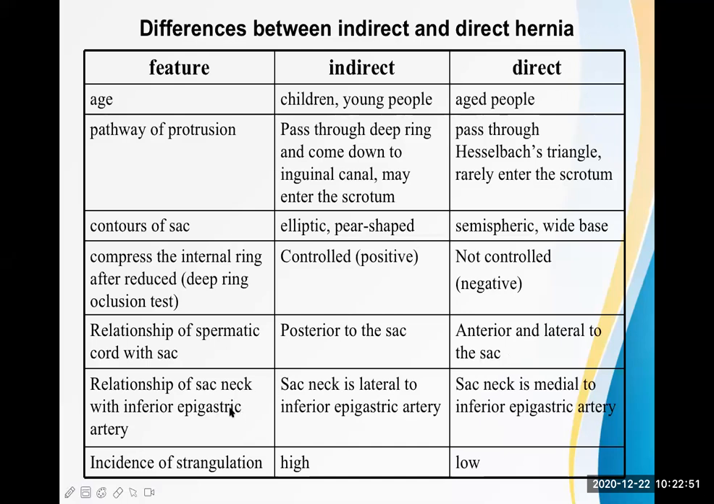The relationship of the sac neck with the inferior epigastric artery. This is also very easy because Hesselbach's triangle is medial to the inferior epigastric blood vessels and the deep inguinal ring is lateral. Now see this, the sac neck is lateral to the inferior epigastric artery, whereas the sac neck is medial to the inferior epigastric artery in the direct inguinal hernia. Another one, the incidence of strangulation is high in the indirect one, again because of the narrow neck, whereas in direct it is low.